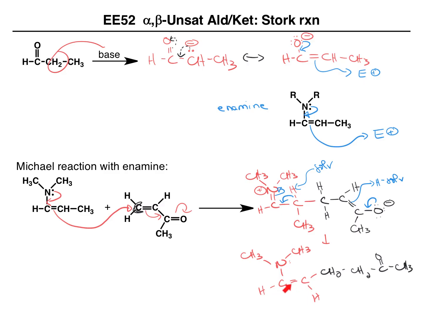But notice we end up with an enamine. It's just a bigger enamine. So a Michael reaction or a conjugate addition reaction using an enamine is an example of the Stork reaction. But actually, if we take a couple steps back, we're going to see that the Stork reaction is kind of bigger overall. Let's look at that on the next slide.